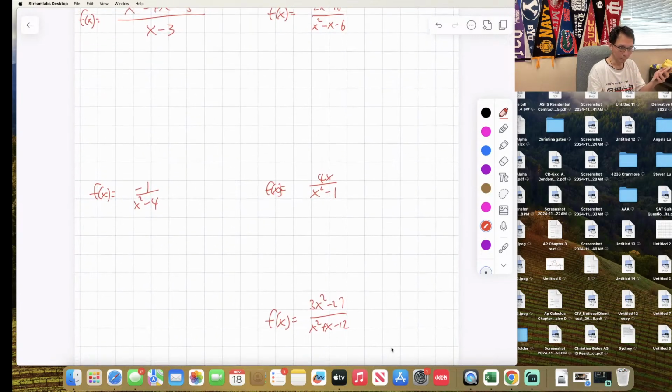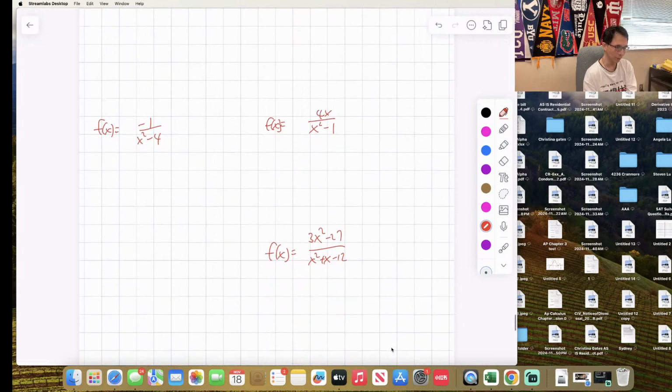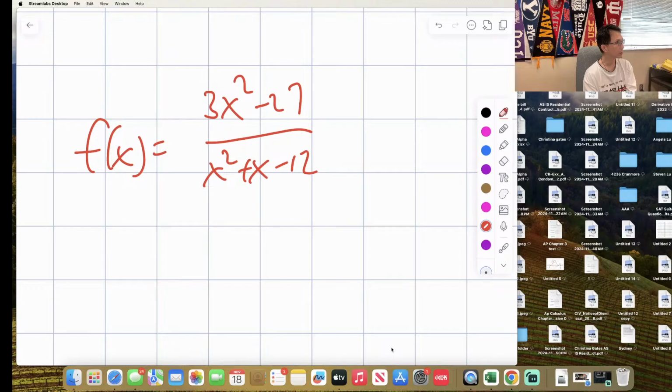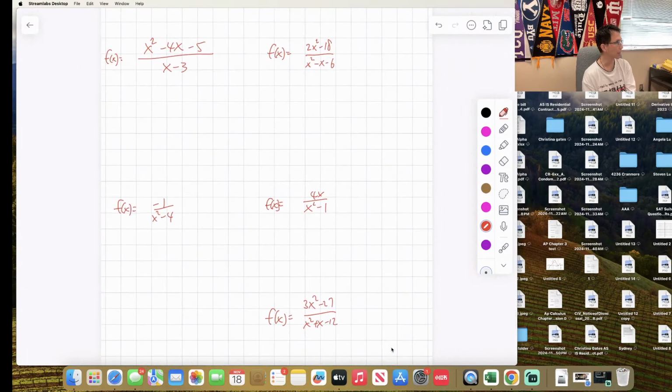What do you mean, bottom denominator? You mean the bottommost here? This one? Yeah, you can factor x squared minus 4x minus 5.